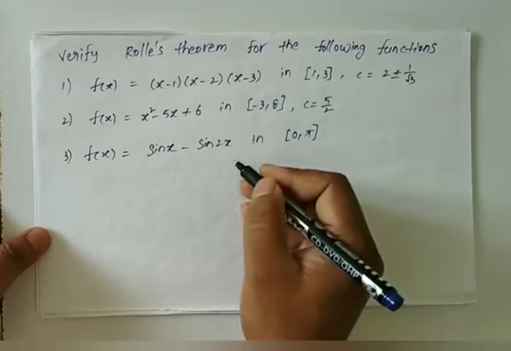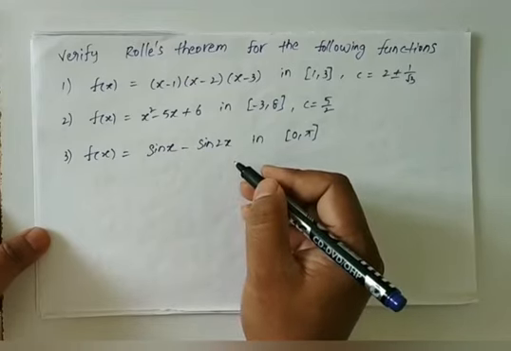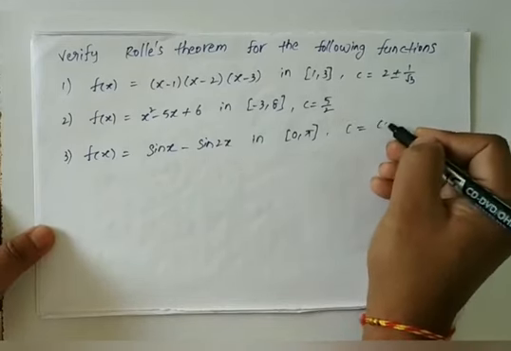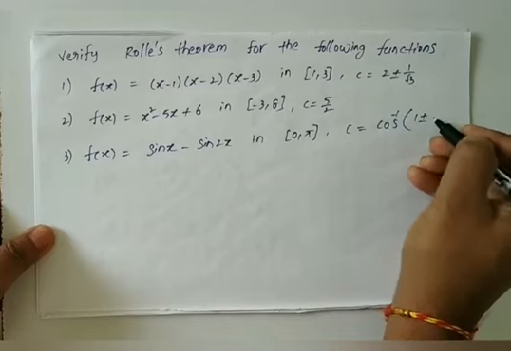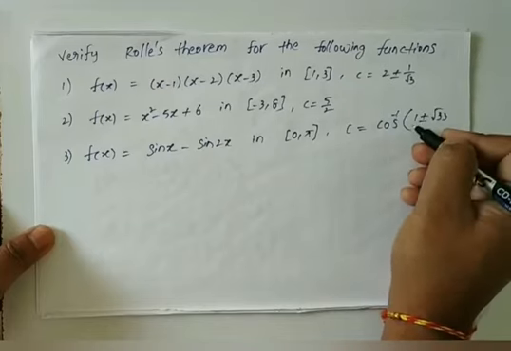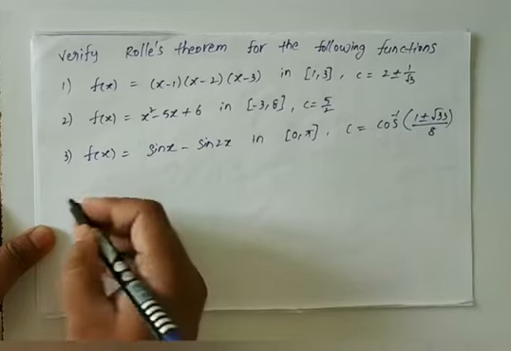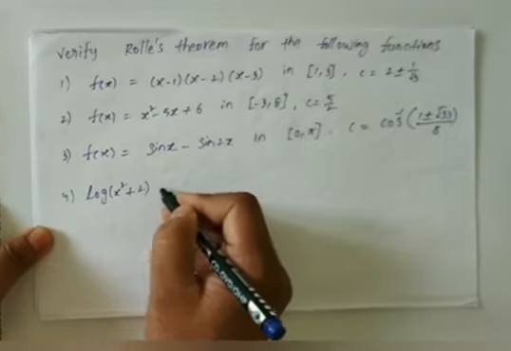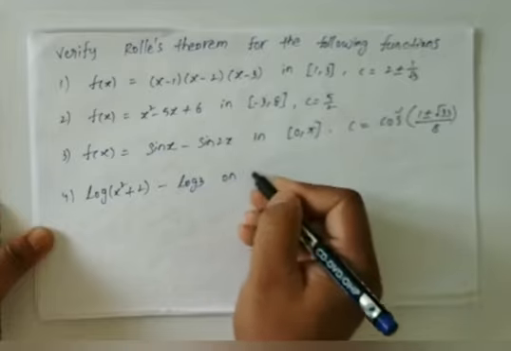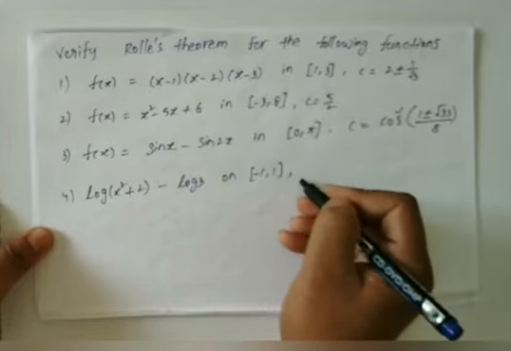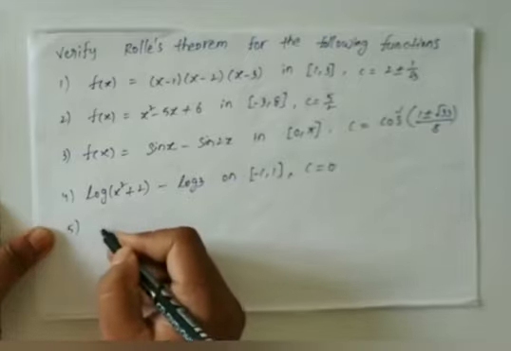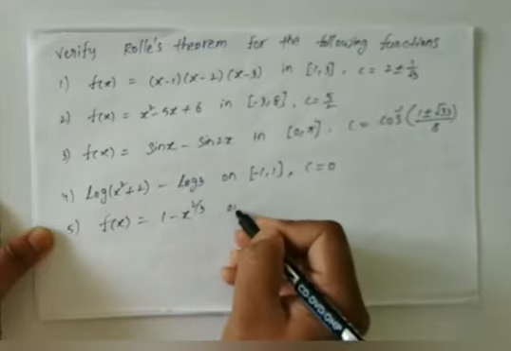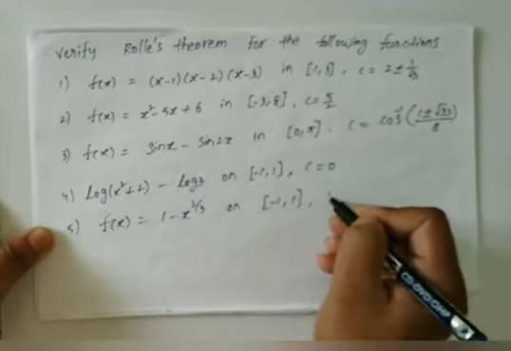This is a trigonometric function. Write down directly that f of x is continuous and differentiable. What is c? c is equal to cos inverse of 1 plus or minus under root of 33 by 8. Fourth one, log of x square plus 2 minus log 3 on the closed interval minus 1 comma 1. Here c is equal to 0. Fifth one, f of x is equal to 1 minus x power 2 by 3 on minus 1 comma 1. So the answer is not applicable.